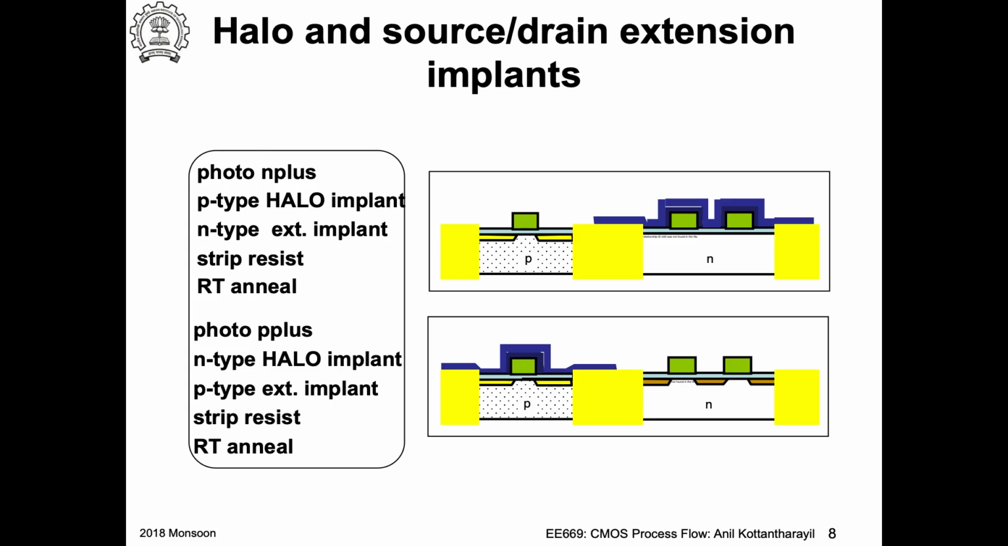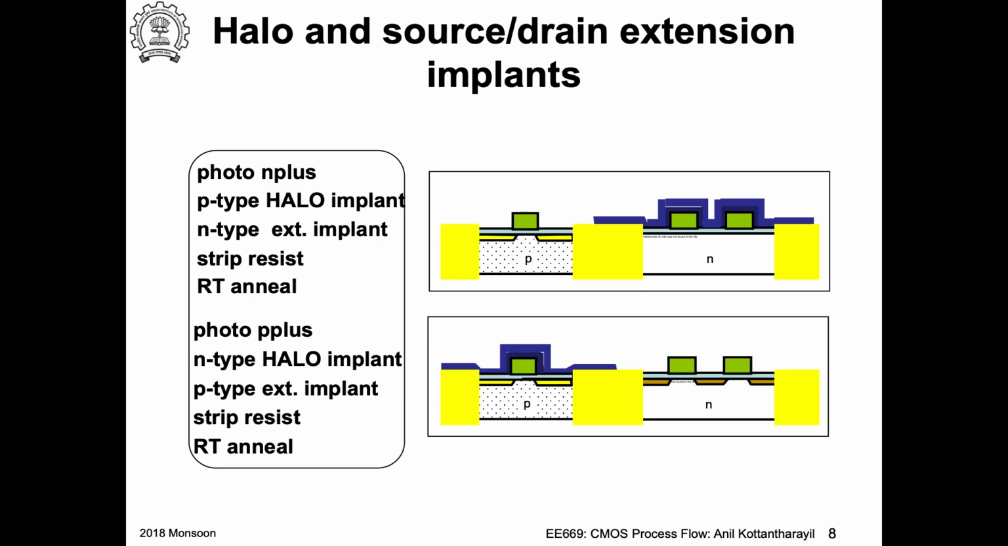Okay, and then you are going to do this. So the halo implants can be done at fairly high tilt angles. Okay, 45 degrees and so on are common, or 30 degrees, 45 degrees is common. And then you do source drain extension implants. It will be a tilt of about 7 degrees to avoid channeling. So these are called source drain extension implants. Again, these should be very shallow implants to control the short channel effects.